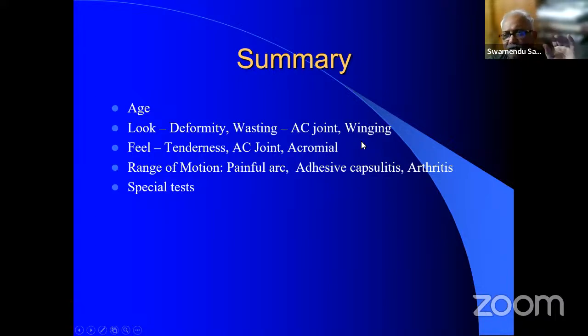So to summarize, when you examine the shoulder, please remember that you listen to the patient's history very, very carefully, because from the history itself, most of the shoulder pathologies or disorders can be diagnosed. Then age is a very, very important criterion. Then look at the shoulder from the front, back, side, and the top. Please uncover the shoulder. Don't examine the patient with something on the shoulder, because you will miss many things. Then look for the wasting. This is very, very important.